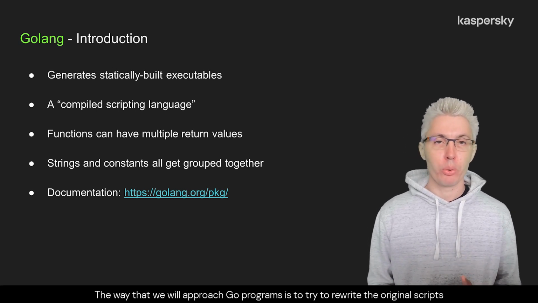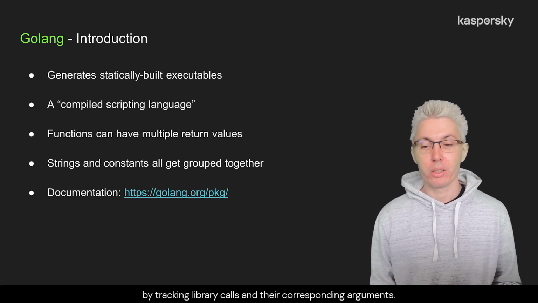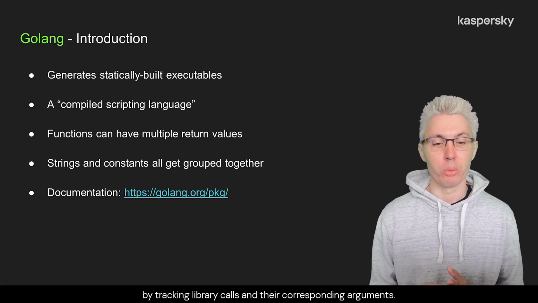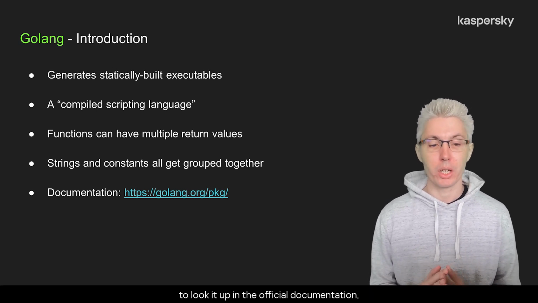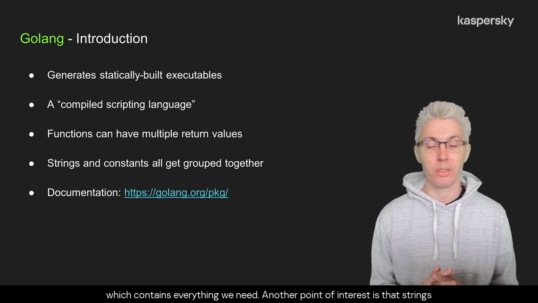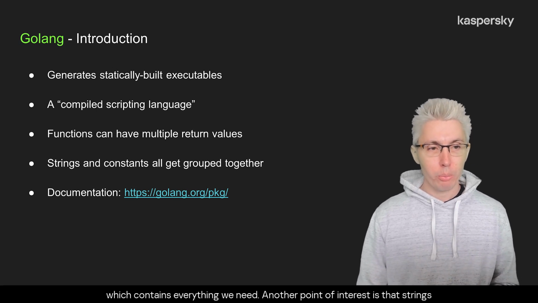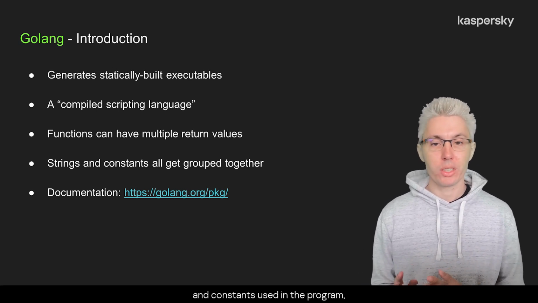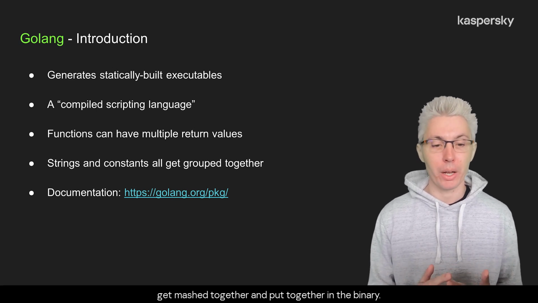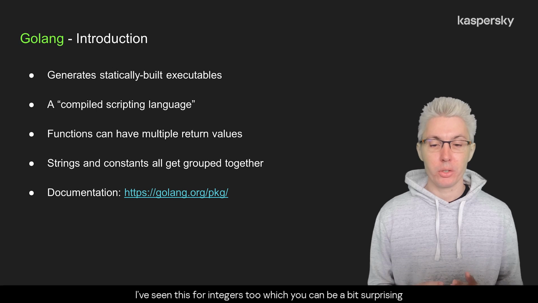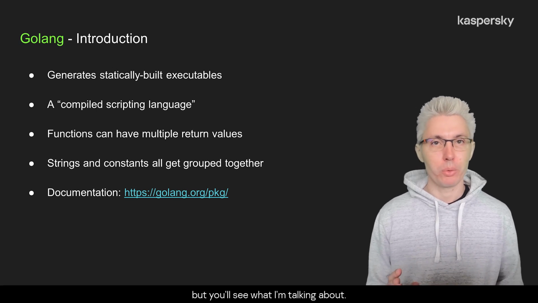The way that we will approach Go programs is to try to rewrite the original scripts by tracking the library calls and their corresponding arguments. When we encounter a function that we don't know, we will be able to look it up in the official documentation, which contains everything we need. Another point of interest is that strings and constants used in the program get mashed together and put together in the binary. I've seen this for integers too, which can be a bit surprising, but you'll see what I'm talking about.